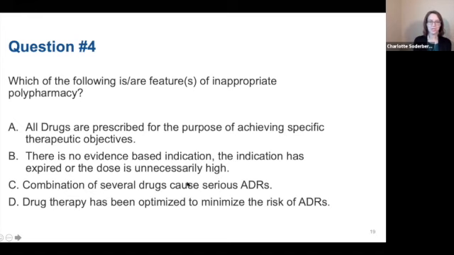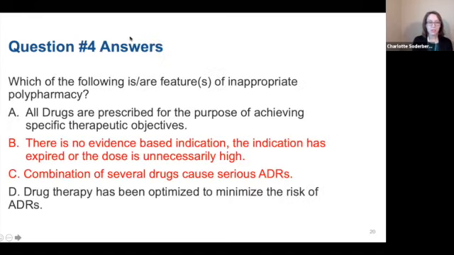Okay, I think we can close that one and move on to the answer. So the correct answer is B and C. So using a drug where there is no evidence-based indication, or the indication has expired, or the dose is unnecessarily high, that would be a feature of inappropriate polypharmacy. Or having a combination of several drugs that can cause serious adverse drug reactions. And next slide.